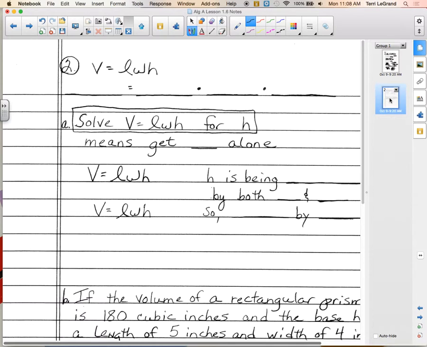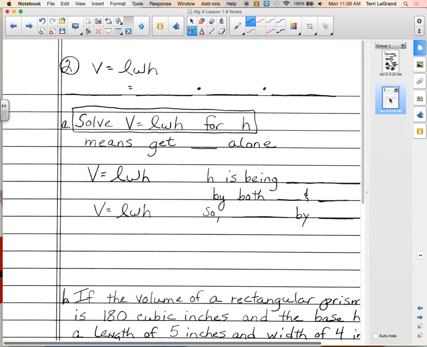So this room is a rectangular prism. It has a length, it has a width, and it has a height. It's three-dimensional. Length, width, height, three dimensions. Okay, a cylinder has circles at the top and bottom, so that one's formula is a little bit different.